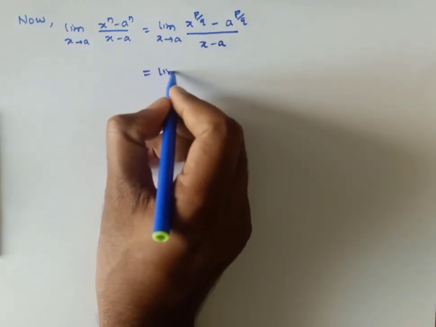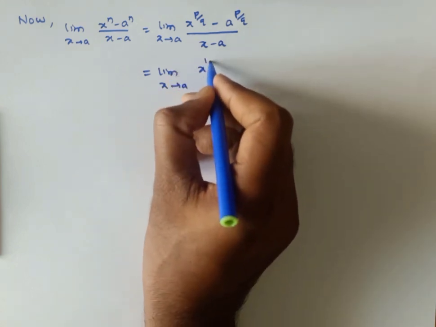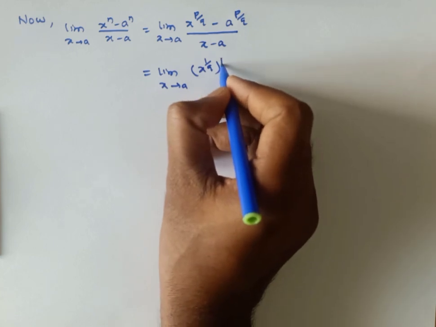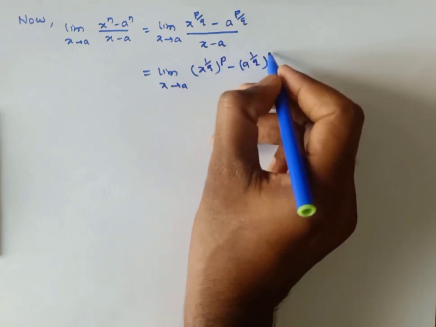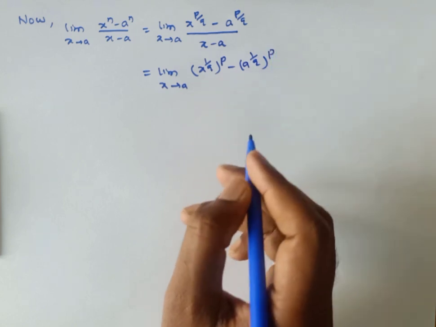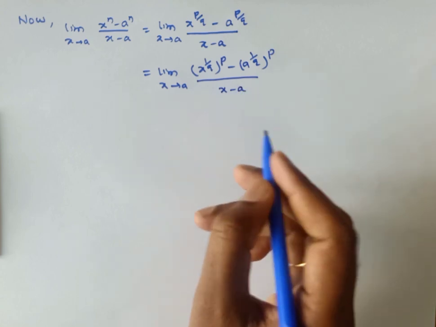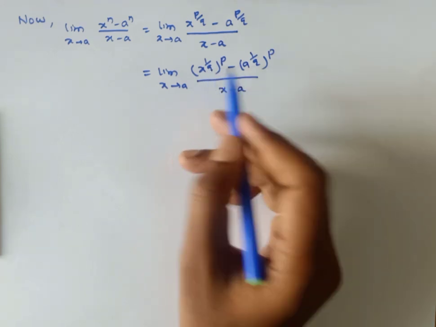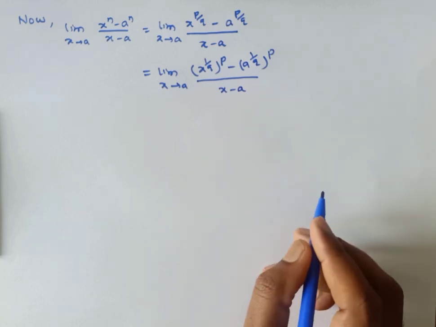Now limit x tends to a. Here you can write this as x to the power of 1 by q, whole to the power of p, minus a to the power of 1 by q, whole power p, divided by x minus a. So x power 1 by q, let it be some variable y, and a power 1 by q is also a number, so let it be b.